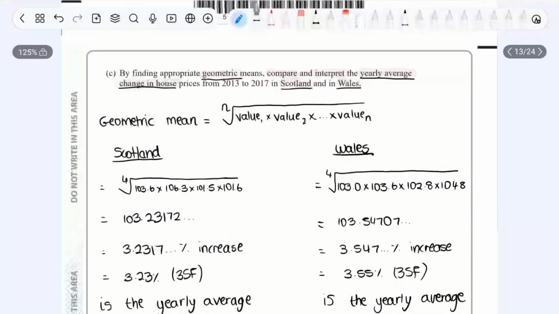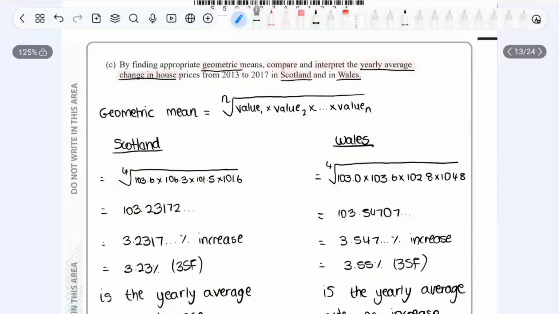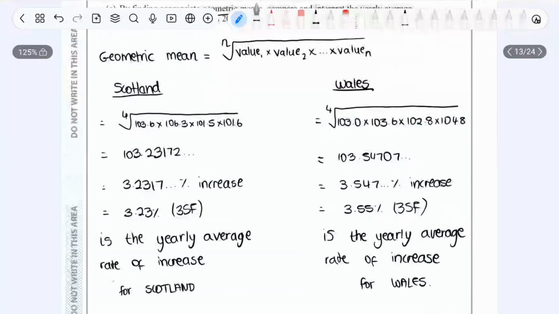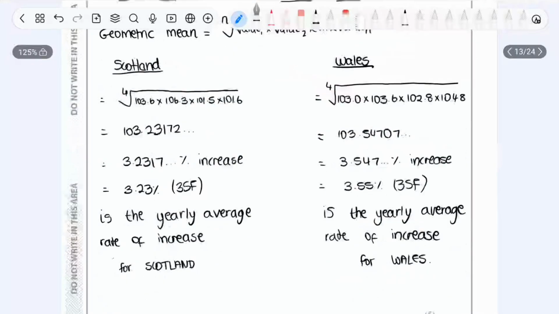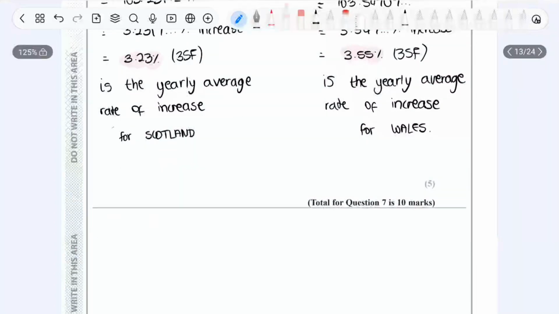Okay, so now I've found the geometric means, and I've done it for Scotland and Wales. Now we need to go to the compare and interpret. So we need to compare these. The values we've got are 3.23 and 3.55. Now the easiest thing to do is just compare which one is bigger, and that is Wales. So Wales, which has a 3.55% average yearly increase, is greater than Scotland, with a 3.23% increase.